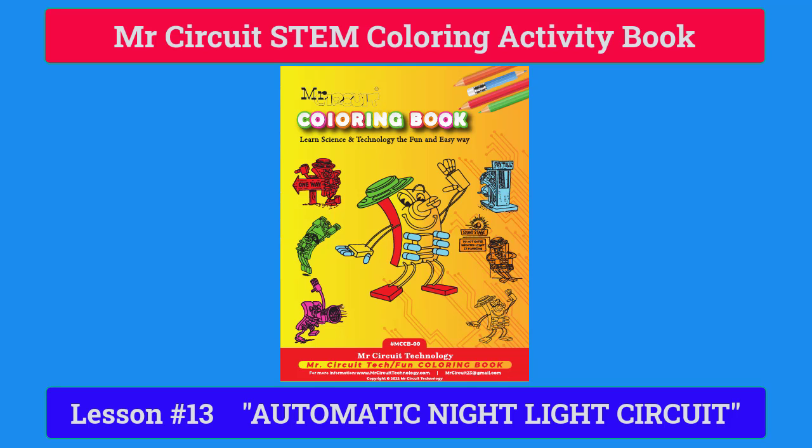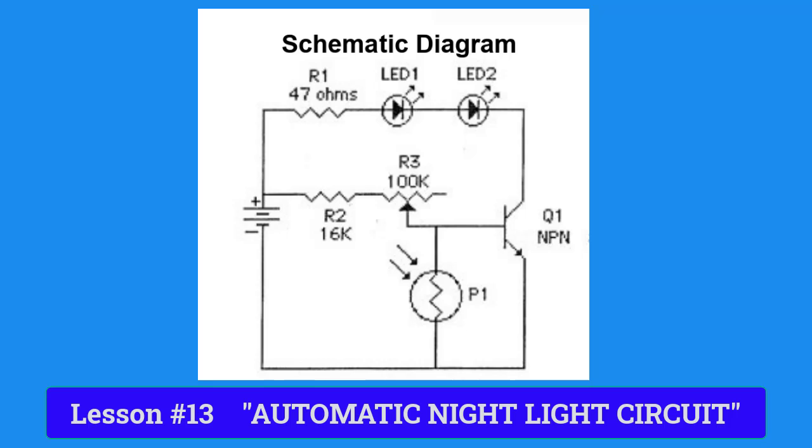This is Lesson 13 in the Mr. Circuit STEM Coloring Activity book. In this lesson, we introduce the automatic nightlight circuit. It is an electronic circuit that is designed to turn on the lights when it gets dark. The schematic diagram for the automatic nightlight circuit is shown on the lower right-hand side of the page.